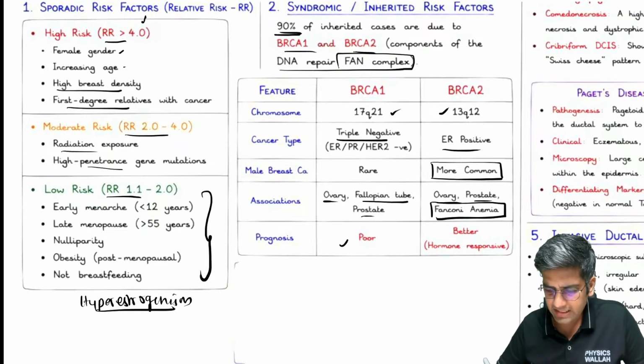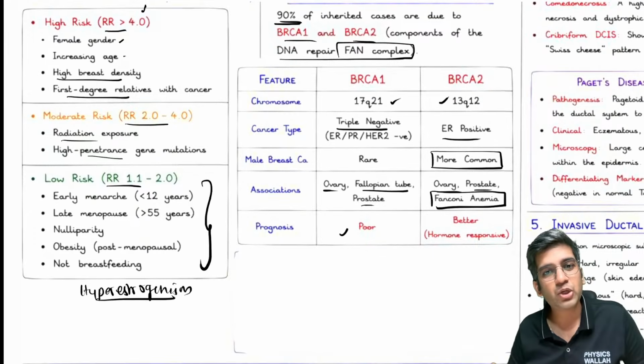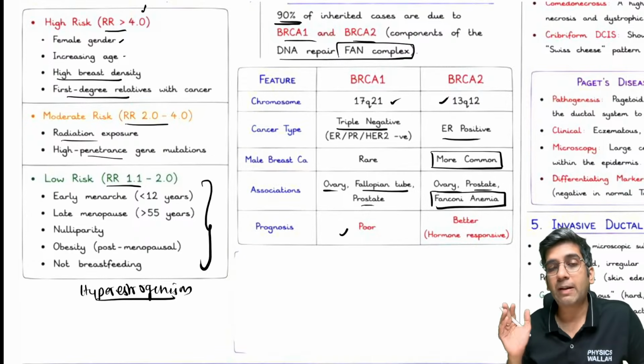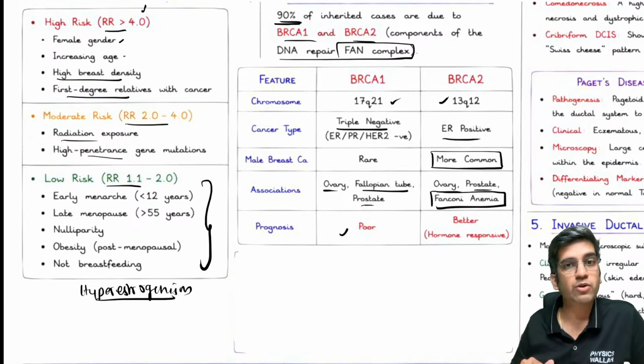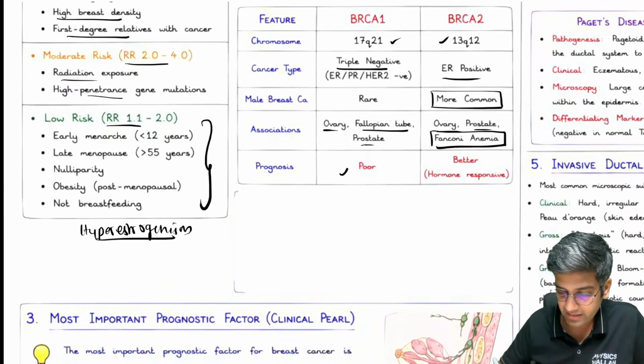By default, BRCA1 has a poor prognosis because of the mutation. Triple negative, right? It's not hormonally responsive. BRCA2 compared to BRCA1 has a better prognosis. I'm not saying it's great, but it's a better prognosis compared to BRCA1 mutation. This, like I said, is around 55% of the breast cancers. This is around 35% of the breast cancers.